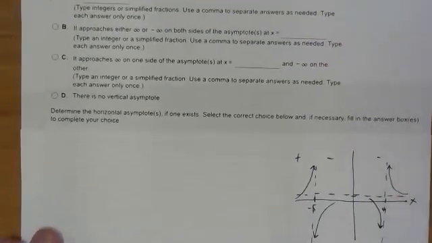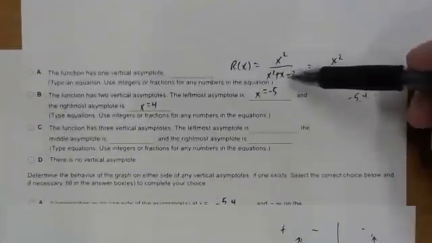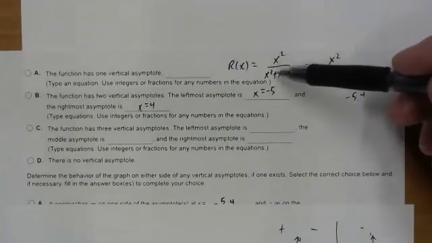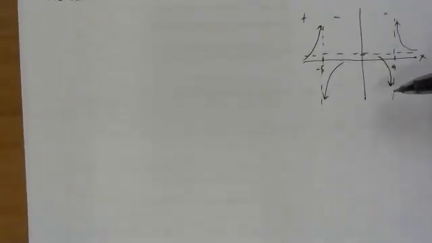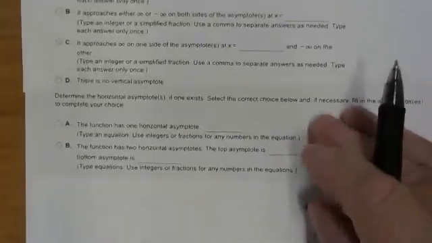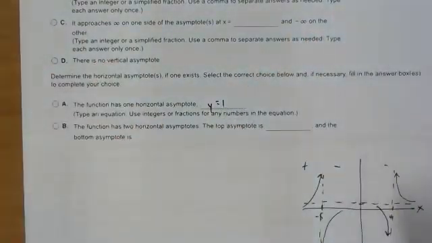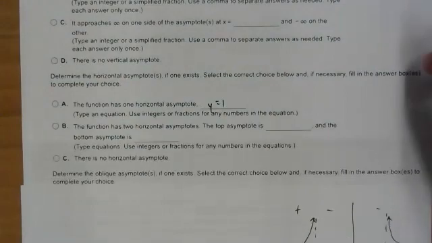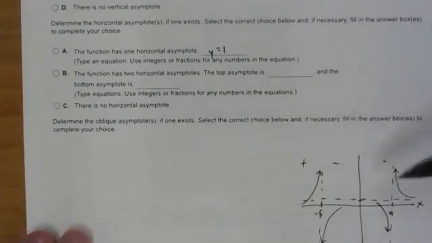Determine the horizontal asymptotes. If you look at the leading terms, you end up with x squared over x squared. They both cancel out, which equals 1. That's why I said horizontal asymptote. It's going to be y equals 1. And then finally, determine the oblique. There's no oblique asymptote.